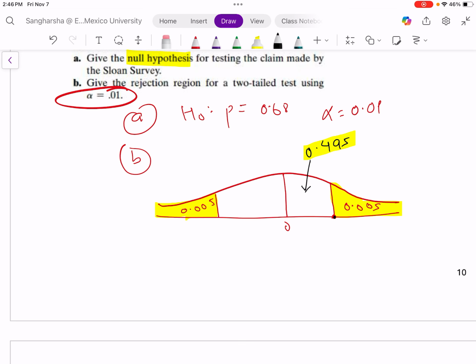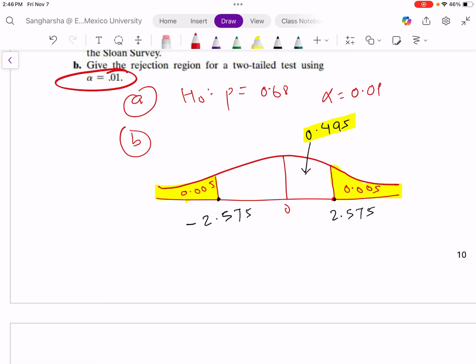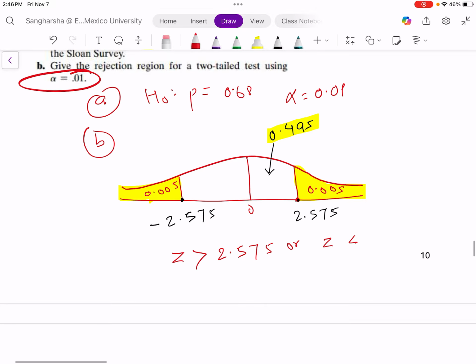So our z on the right side is positive 2.575, and this is on the left side, which will be negative 2.575. Okay, so our rejection region is that if z is greater than 2.575 or z less than negative 2.575, then we reject our null hypothesis.